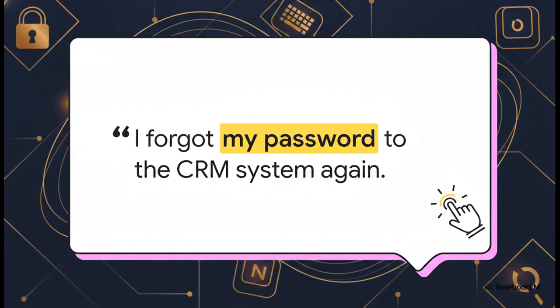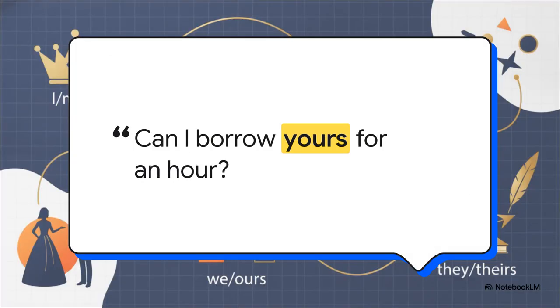Notice the phrase here, my password. Because password is the noun, we absolutely must use the possessive adjective my right before it. It perfectly demonstrates that golden rule we just talked about, the adjective holding hands tightly with the noun. And look at how elegantly this next one builds. We usually test the new buggies in difficult terrain. Can I borrow yours for an hour?